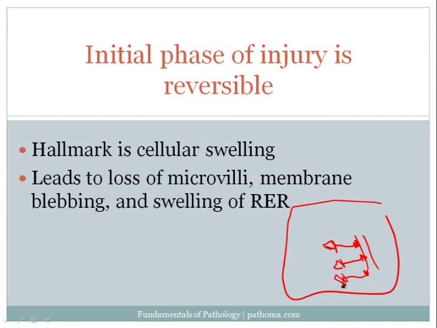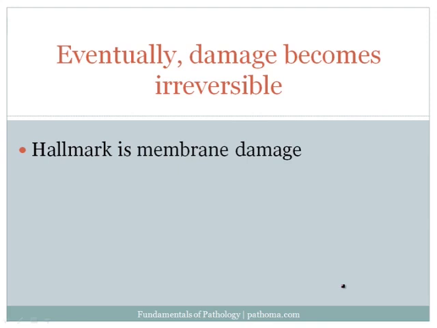I don't like to memorize long lists of things. I think if you understand the principle, then you can really put together the story, and that's the way I would put together the story here. The key hallmark of reversible injury is cellular swelling. That's the take home. Now, eventually, if there's injury and that injury persists for a long period of time, that damage will eventually become irreversible.